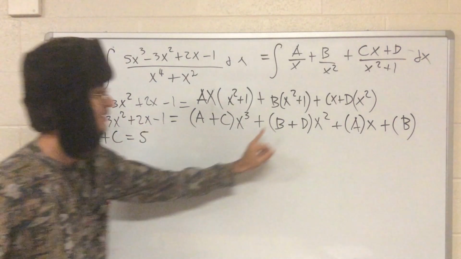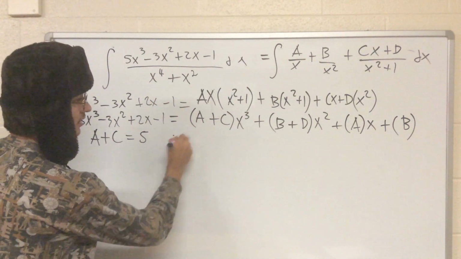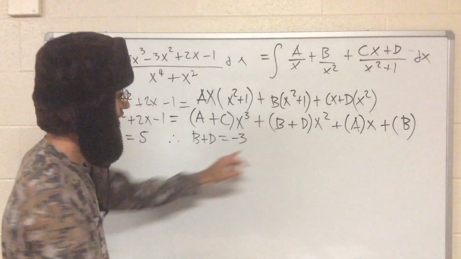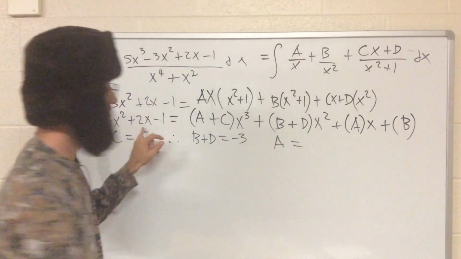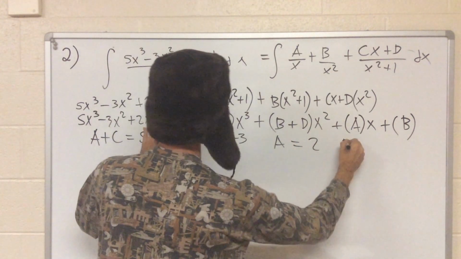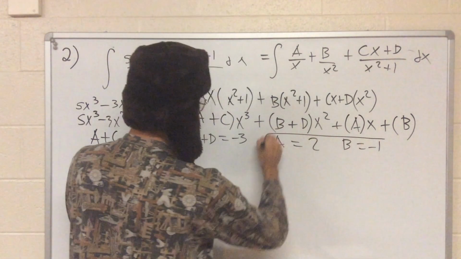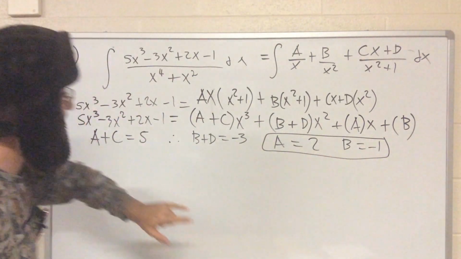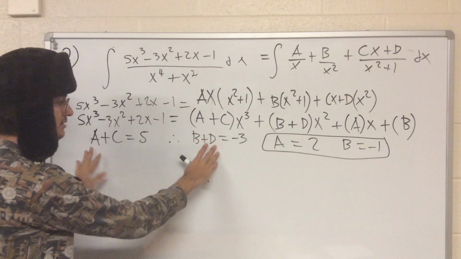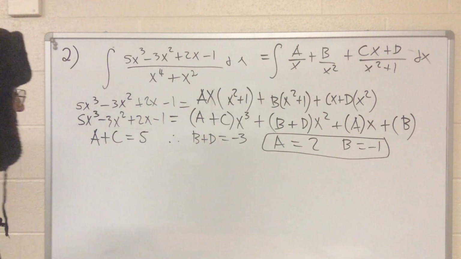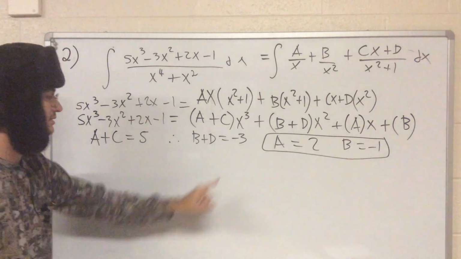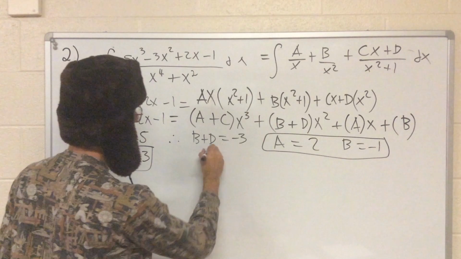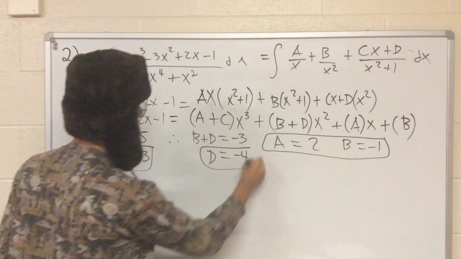What else can we say? We can say b plus d equals negative 3, and a equals 2, and so b equals negative 1. We already found two of them by themselves. Now we have to take advantage of this information over here in order to find our answers to d and c. So over here we know a is 2, so that means that c is 3. And over here b is negative 1, so d is negative 4. We already found all constants.